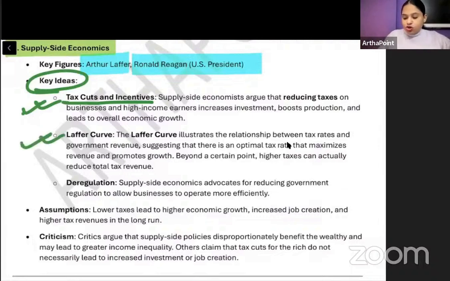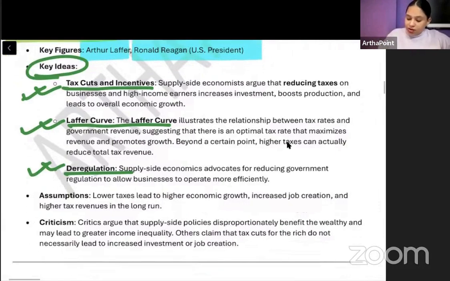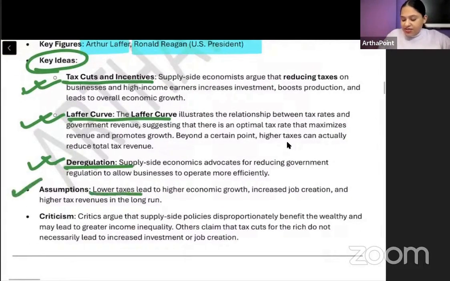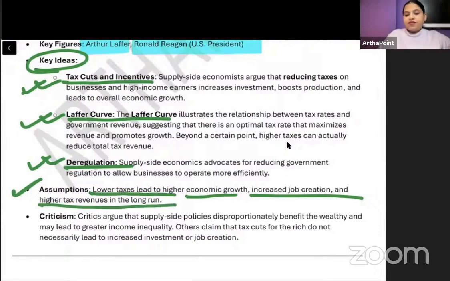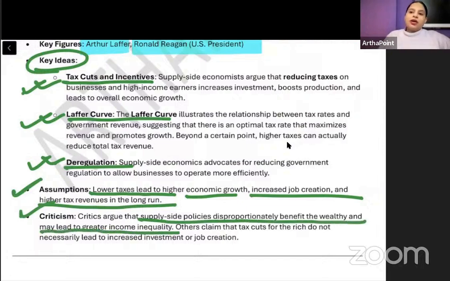Right? फिर दूसरा चीज जिस पे बात की गई, that was the Laffer curve. And the third thing was deregulation, which means we need limited role of the government. हमें government का बहुत ज्यादा role नहीं चाहिए. Assumption. Lower taxes lead to higher economic growth, increased job creation, higher tax revenue in the long run. Criticism. They criticize that supply side benefit the wealthy and lead to greater income inequality.